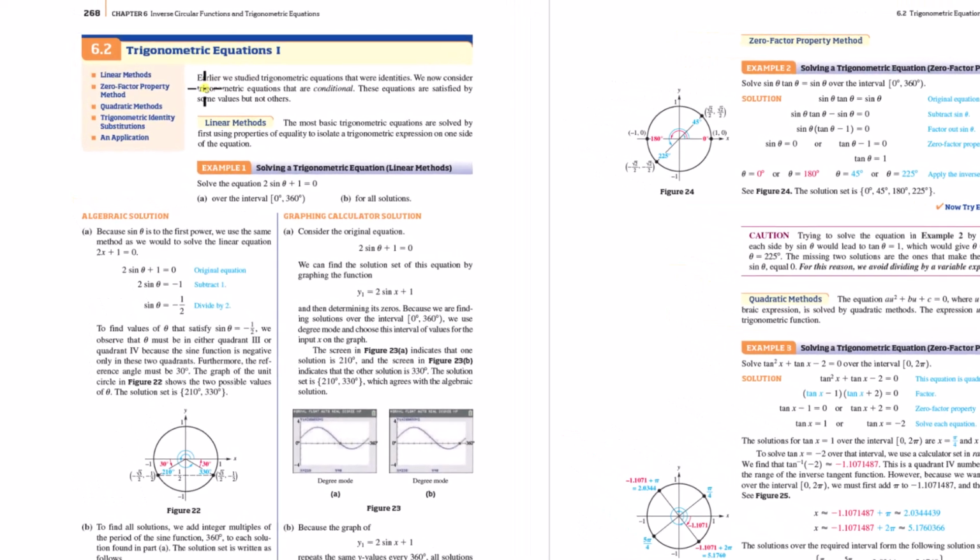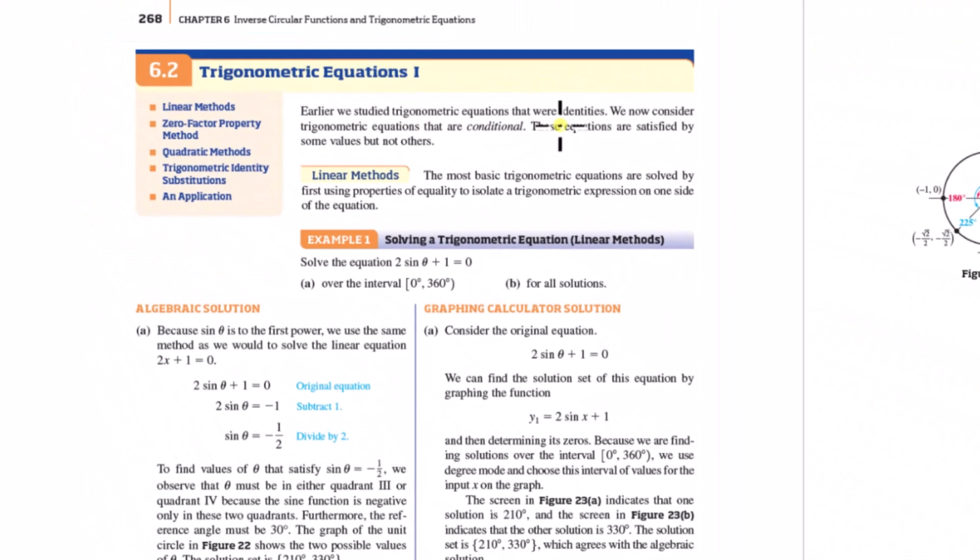All right. Earlier, we studied trigonometric equations that were identities. We now consider trigonometric equations that are conditional. These equations are satisfied by some values but not others. So, yeah, it's not like we haven't seen any trigonometric equations up to this point. That would be an equation that contains a trig function, because that's what every single identity we just talked about in the previous chapter was. All of those identities were equations with trig functions in them, right? So what are we talking about here when we say trigonometric equations?